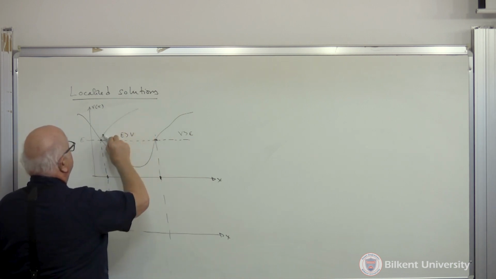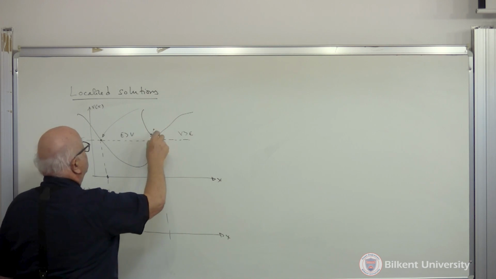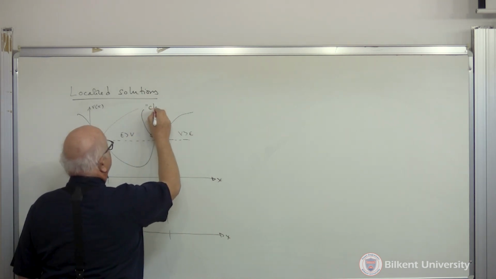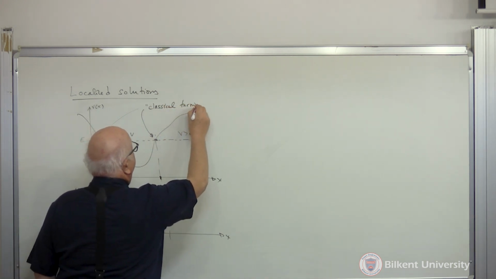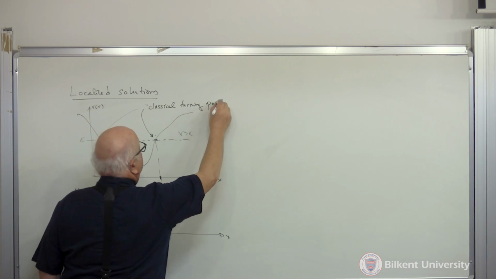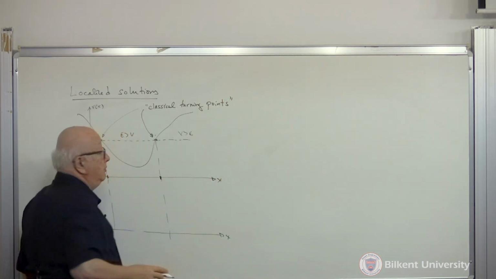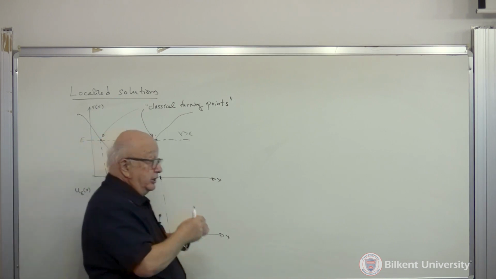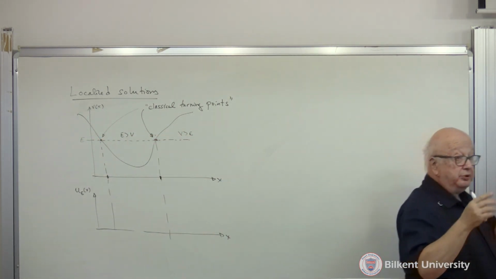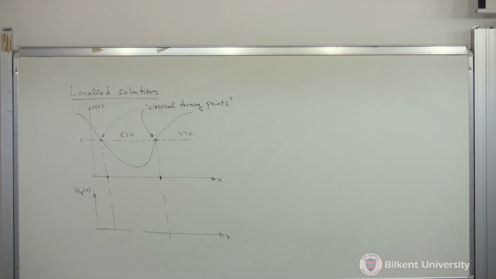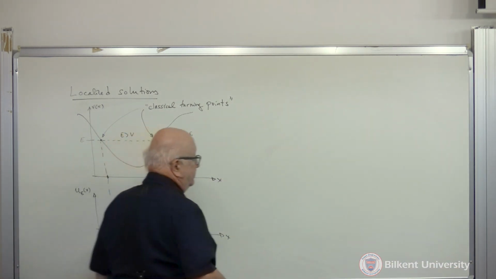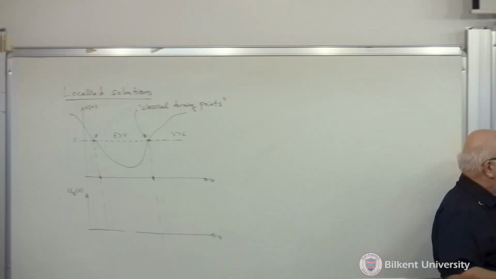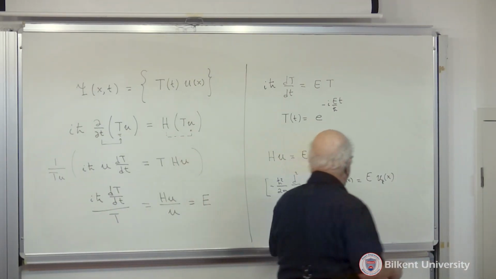So those points are called the classical turning points. Okay, so those are the points between which the particle exists if it's a classical particle. Now, quantum mechanically, if I have E greater than V, what type of equation does that represent?